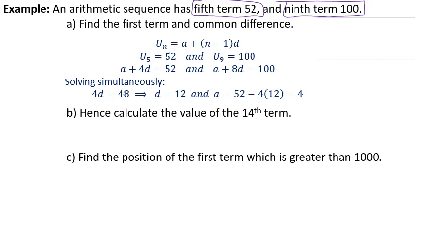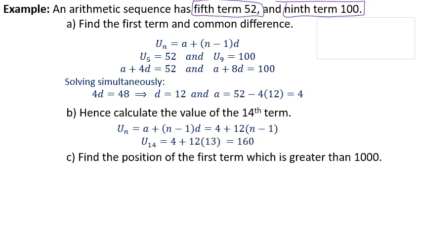For the next bit, hence calculate the value of the 14th term. Well, now we've got A and D, calculating the 14th term is straightforward. We still need the UN formula, but we now know A and D, so the only unknown in there is N, and they've asked for the 14th term, so N is 14. When we substitute that in, we should get 160. And again, you could check, 14th term is not far from the 9th term. If you add enough 12s, does it get you to 160?